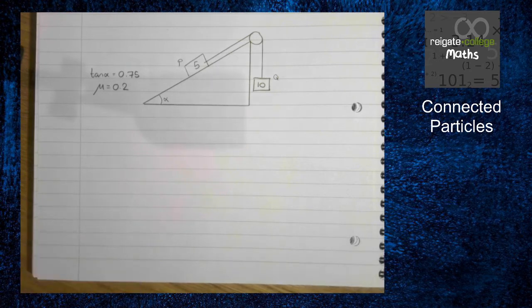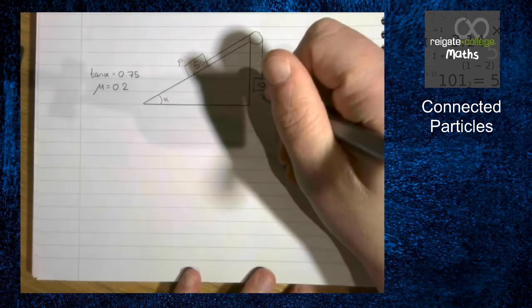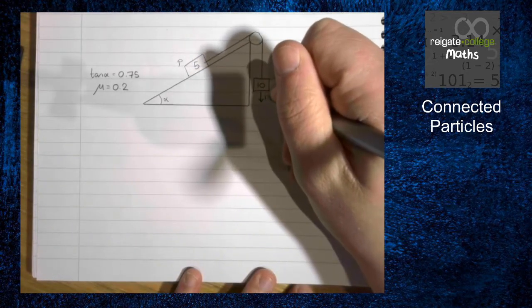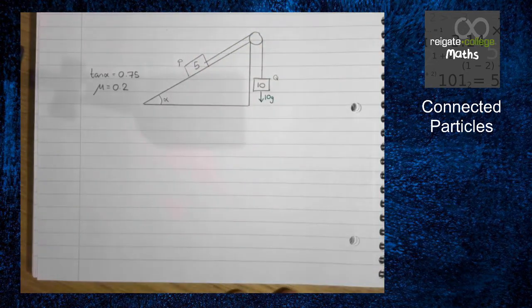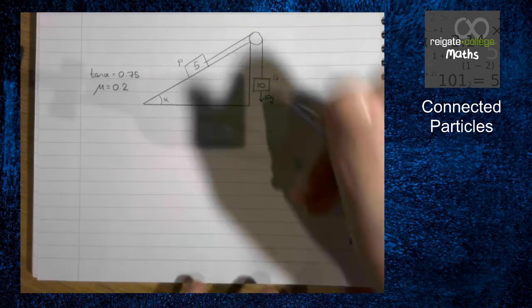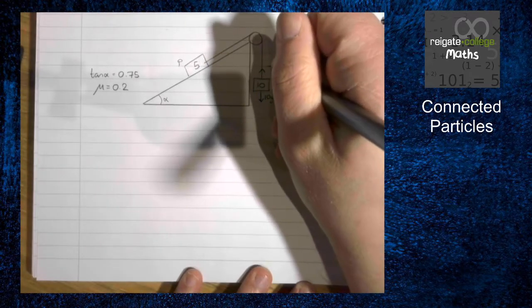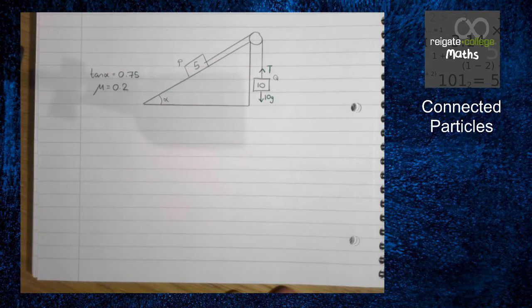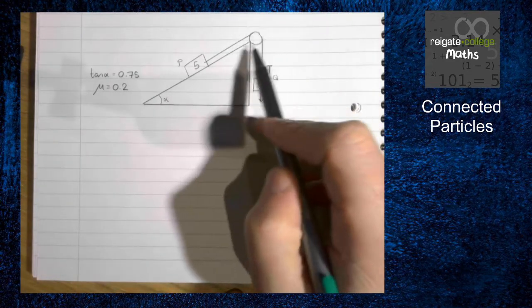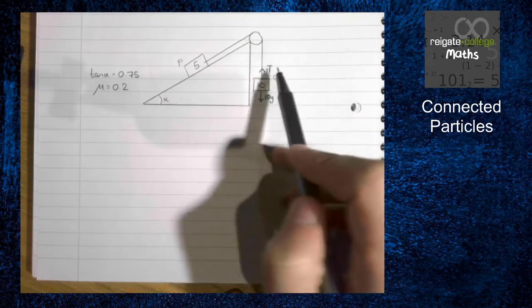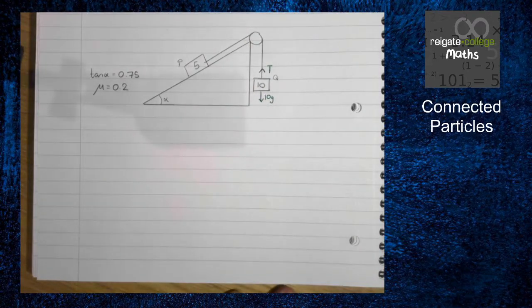So, as is very typical with questions like this, let's label our diagram. Let's look at Q first because it's nice and easy. What are the forces acting on Q? Well, obviously there's its weight, 10g, and then there's tension. There are no other forces acting on Q. There are other tensions up here, but they're not going to be important for this question.